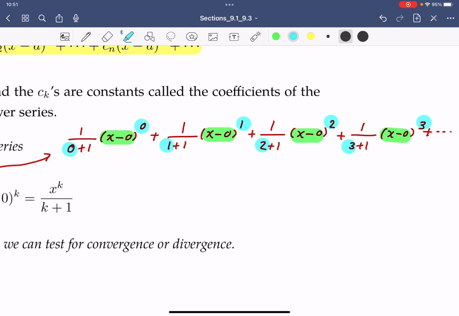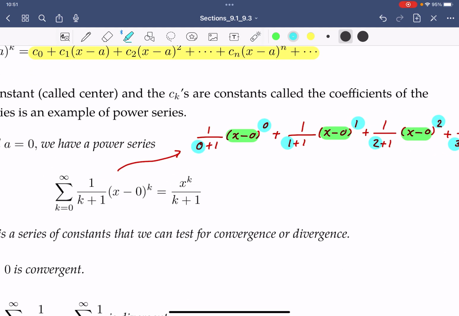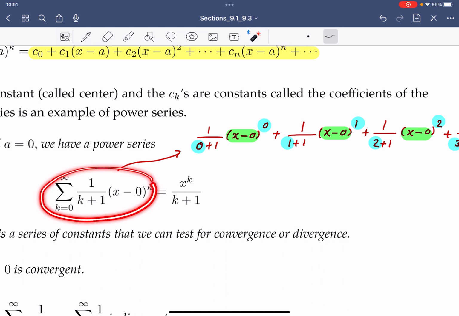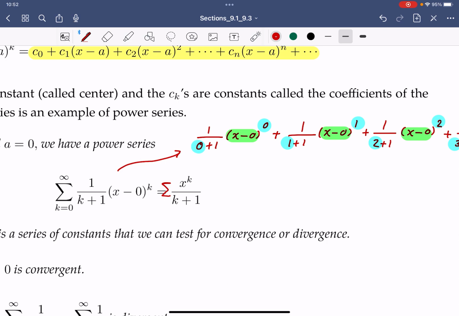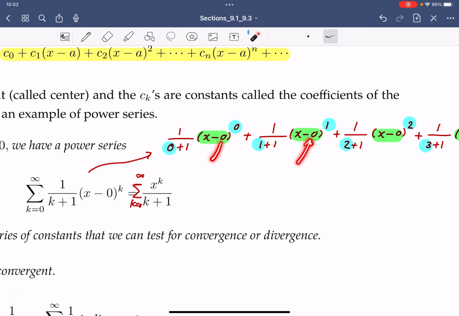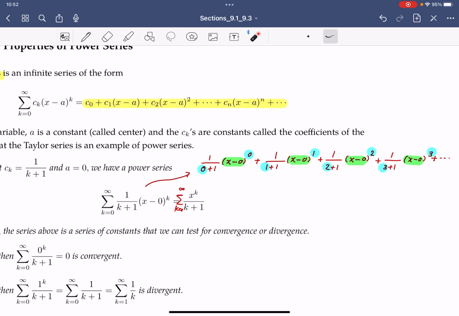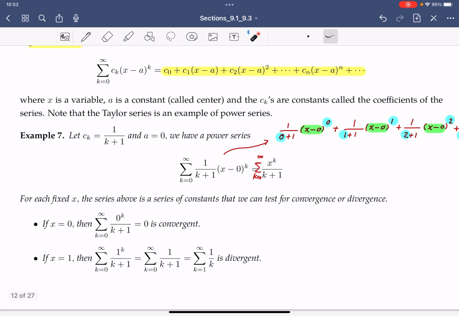We don't like this form a lot because it's hard to see, so let's write it in summation notation. This is the summation notation for the power series. The a here is called the center, same as with the Taylor series, and the c_k part is the coefficients. It will take a while to get used to this form of the power series.